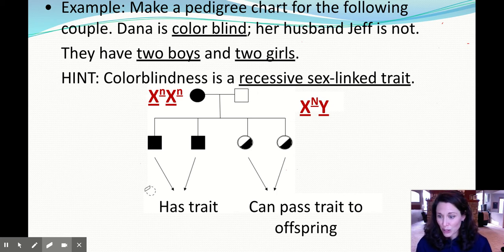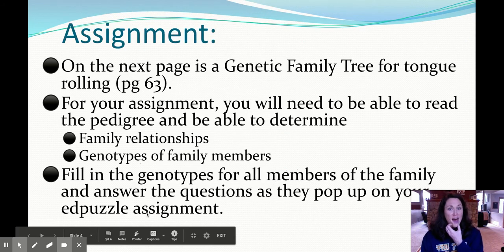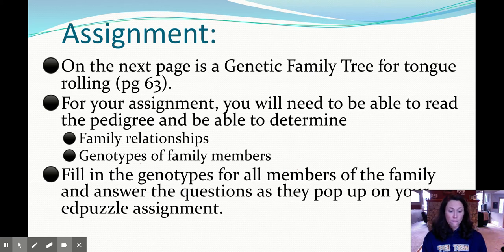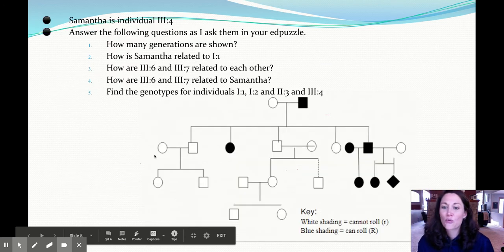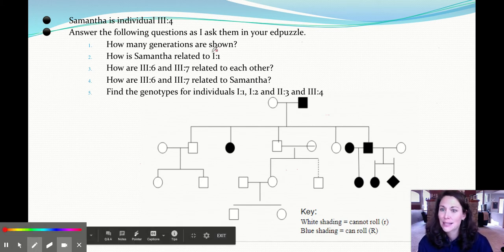In your workbook, you will find that we have a genetic family tree, or a pedigree, for tongue rolling. And remember, we talked about that in class. That's the ability to roll your tongue, and not everybody can do that. We are going to fill out this tongue rolling pedigree together, and then you're going to answer some questions in the Ed Puzzle. So I'm going to walk you through this a little bit step by step.